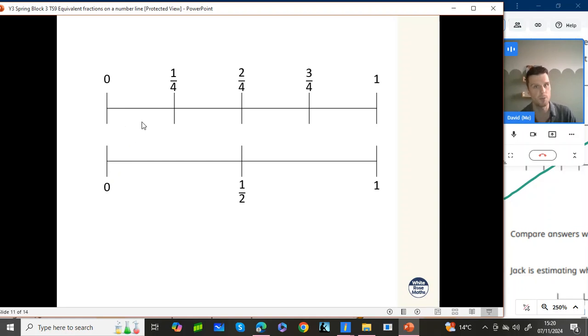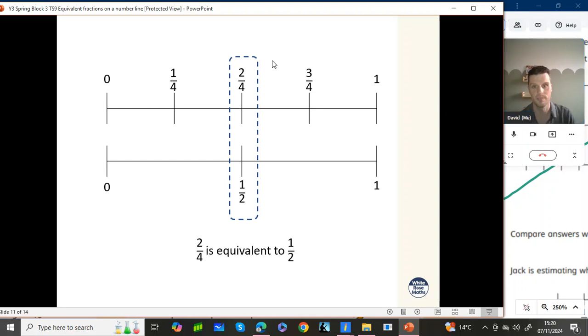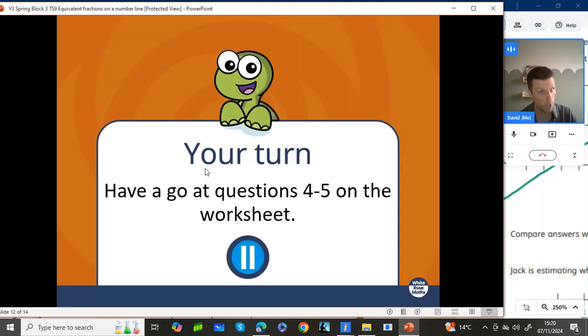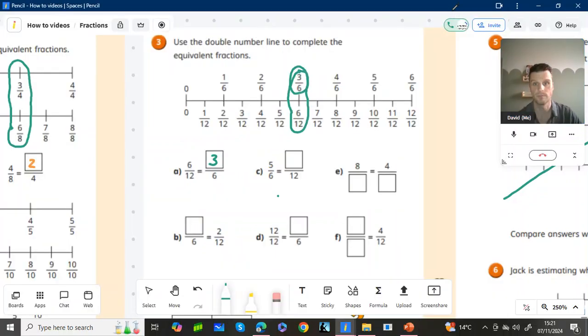So now that we've got two number lines the same length and they start and end with the same numbers, we can compare them. So as you can see, a half is equivalent to 2/4, not 3/4. Okay, so using that knowledge now, it's time to have a go at questions 4 and 5.